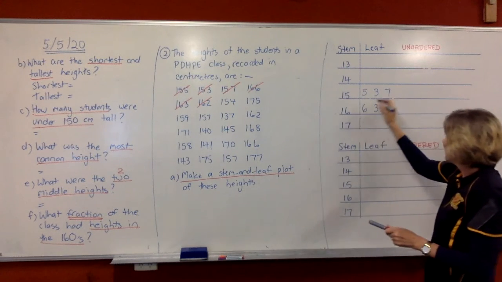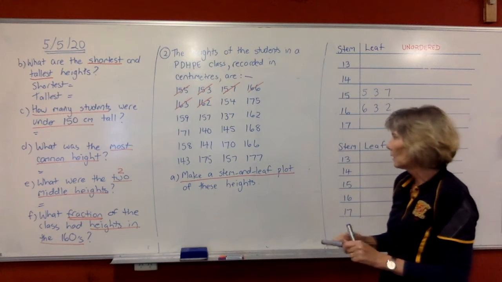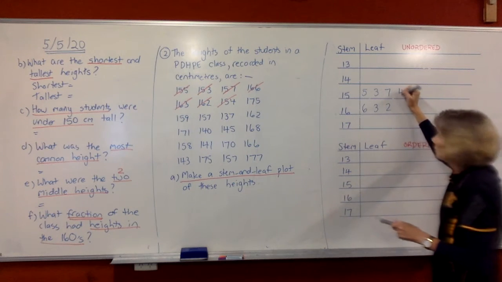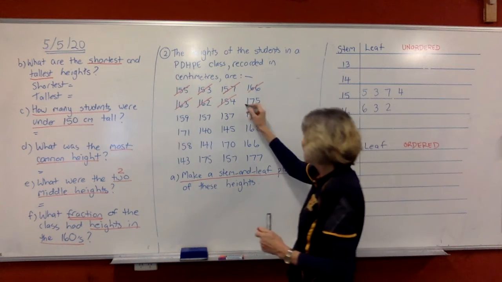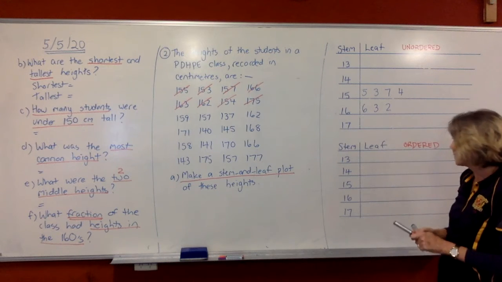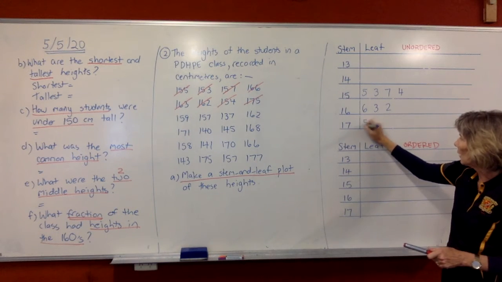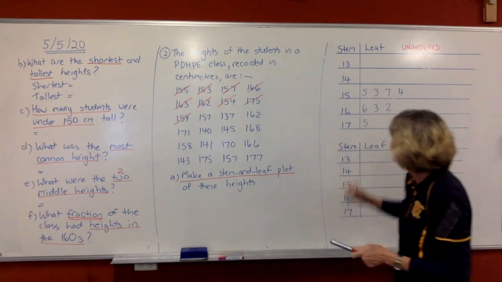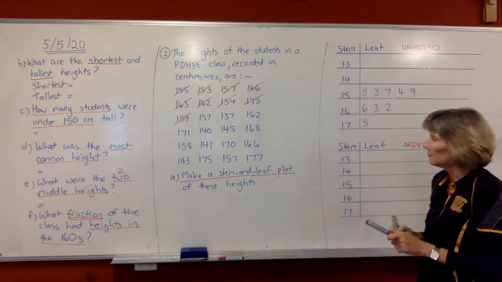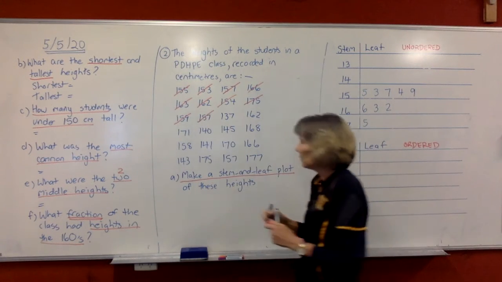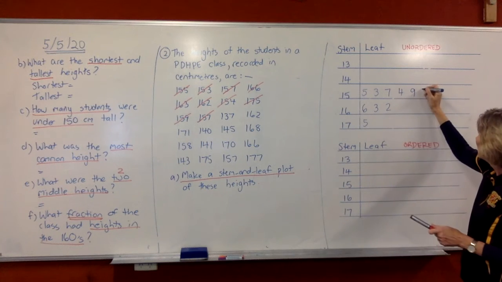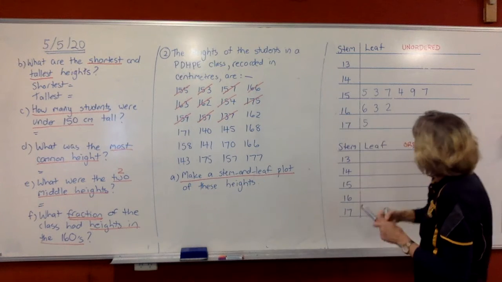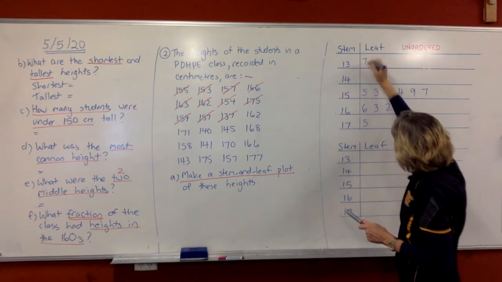162, 160, there's your 2. This one's back in the 150s, it's 154. This one's in the 170s, this boy must be really tall, so it's 175. 159, 157, 137, make sure it's lined up.